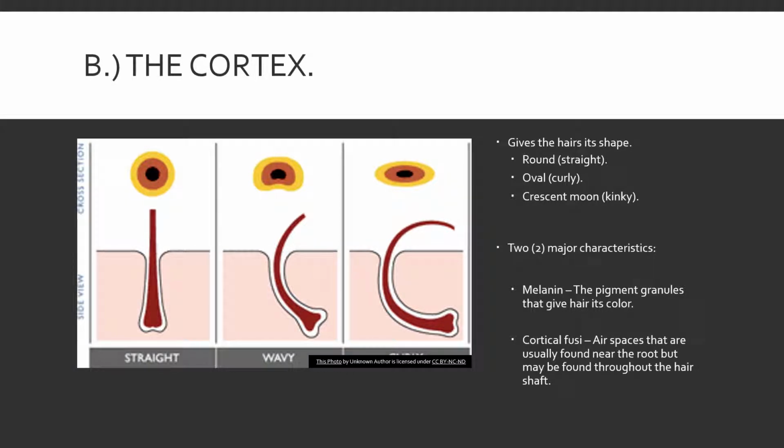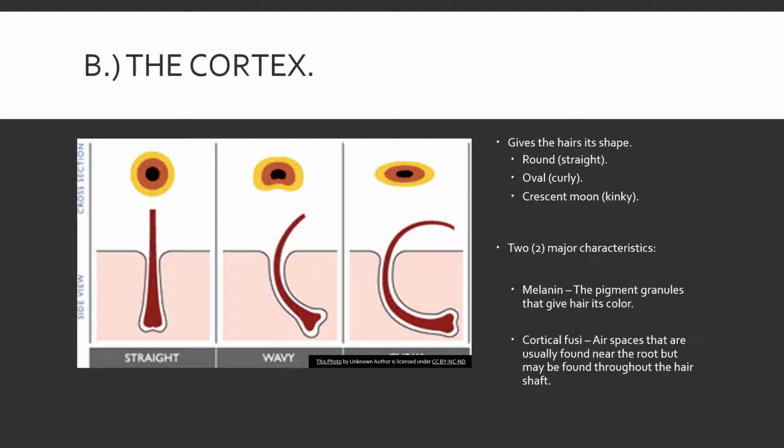B, the cortex, gives the hair its shape. So if we look at these three pictures here, if I were to take a piece of your hair or somebody else's hair and cut it in half and look at it, a scientist or a forensic person could determine what type of hair the person might have had, okay?